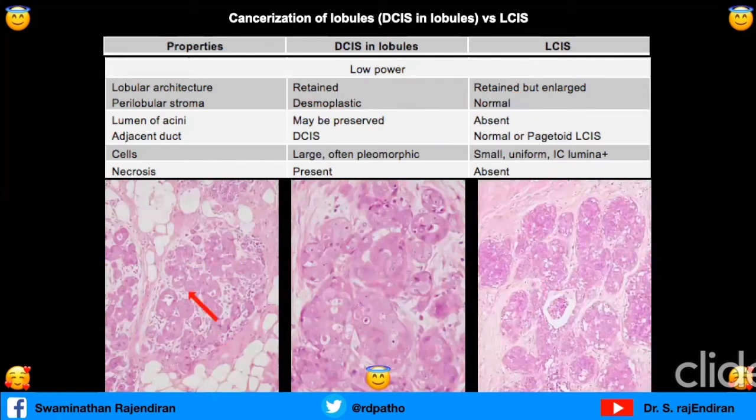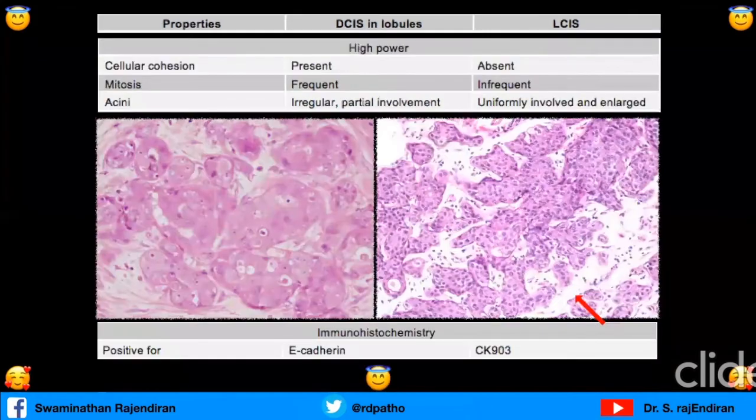Here it is the DCIS involving the lobules. The lobular pattern is maintained, and you see the malignant cells displacing the lobular acinar cells. It is not involving all the acini. You can see some peripherally placed acini which are not involved. Whereas in LCIS, all the acini are involved with more uniform cells.